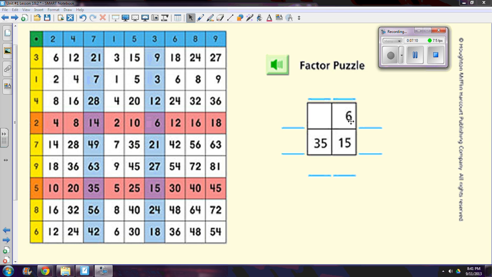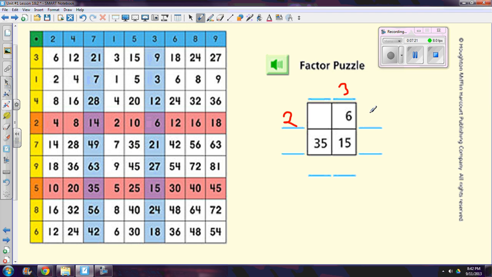To get 6 as a product, we would need 1 and 6, or 2 and 3, and we go with the 2 and the 3. Bring your 2 over, bring your 3 down, and then 15 divided by 3 would give you the 5. Bring it over. 5 times what number would give you 35? It's 7. Bring your 7 up, and 7 times 2 is your missing square, which is 14. Make sure you copy problem 3 down in your notebook.